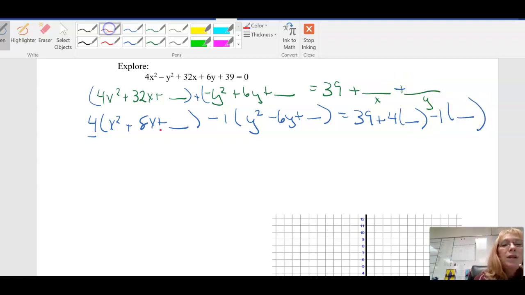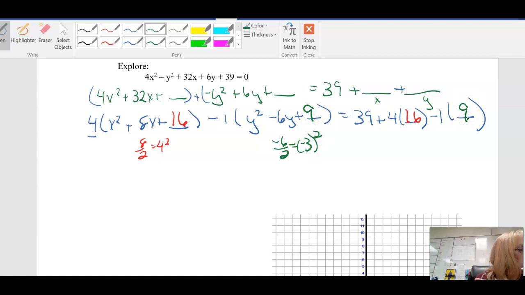So now we got to fill in these blanks. So it's 8 divided by 2 and square it, 16. Fill in my other blank. So it's negative 6 divided by 2 and square it.